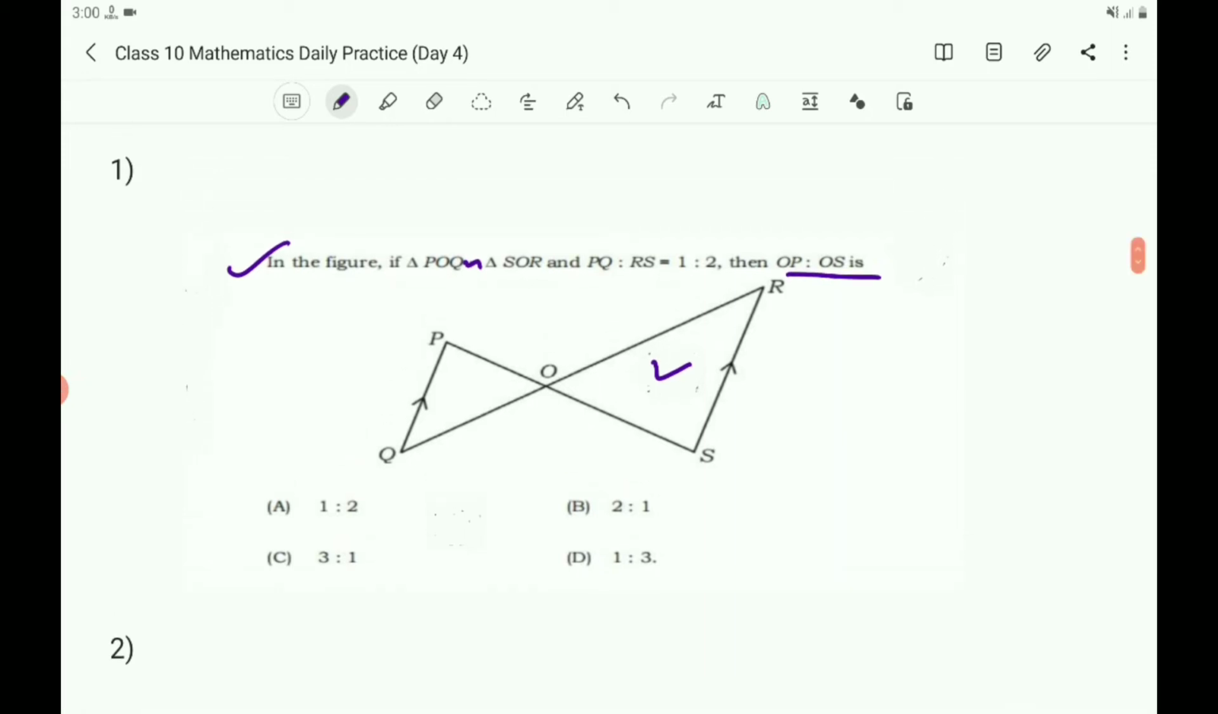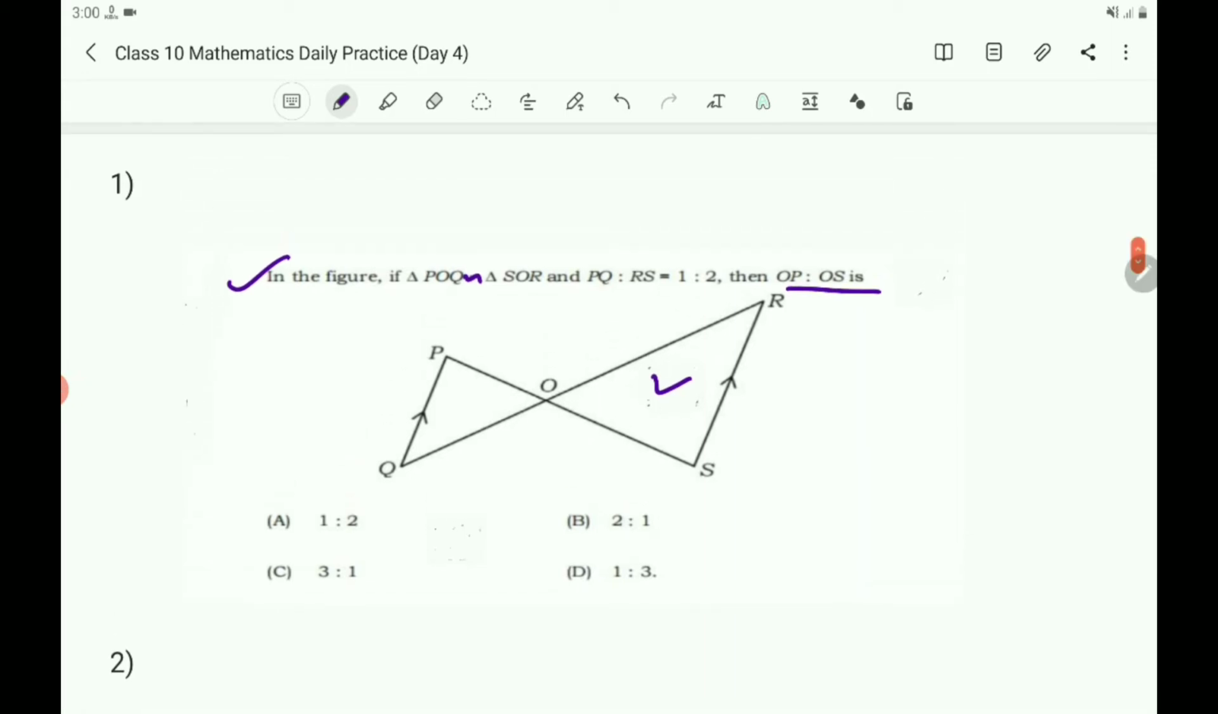Now you take the first question. In the figure, triangle POQ is similar to triangle SOR. PQ is to RS equals 1 is to 2. Then OP is to OS is? Here what is given? PQ is to RS is given, that is 1 is to 2.